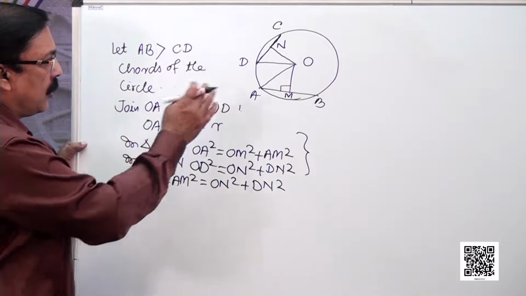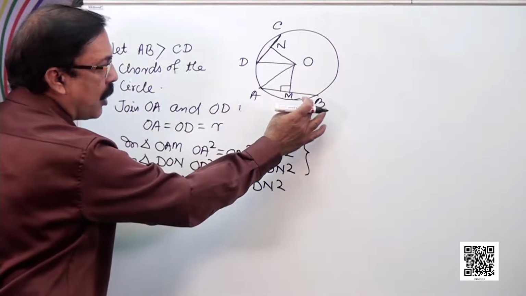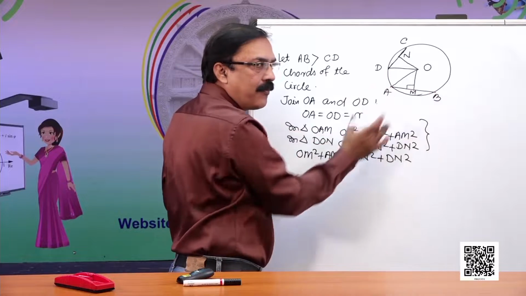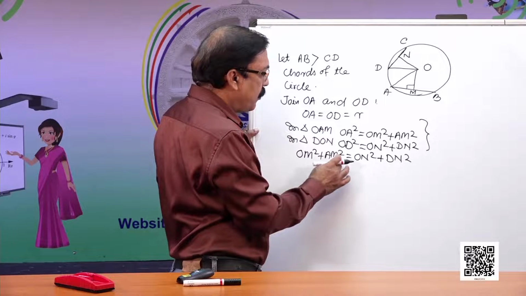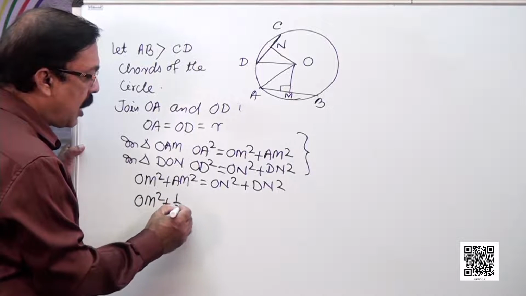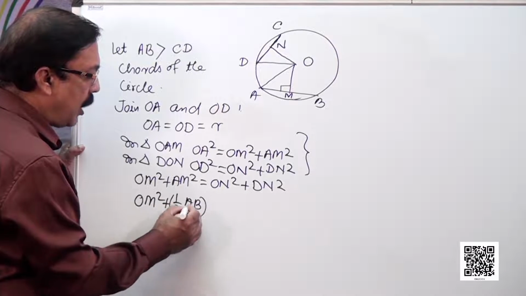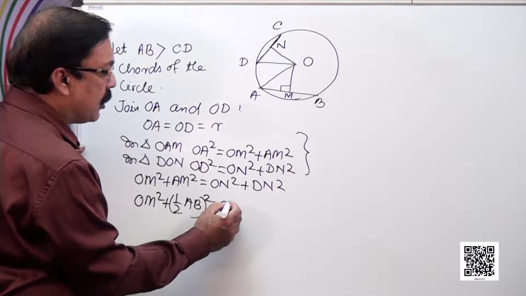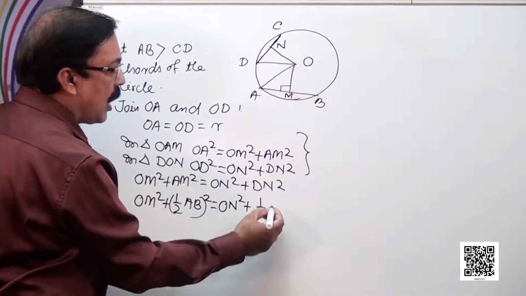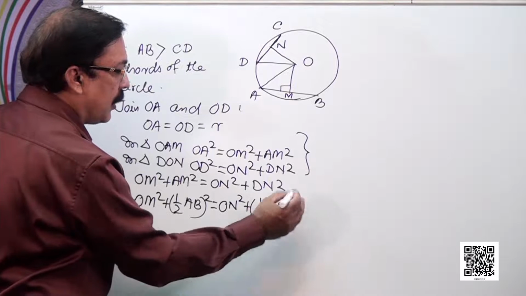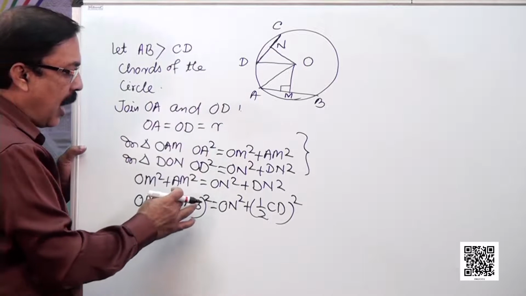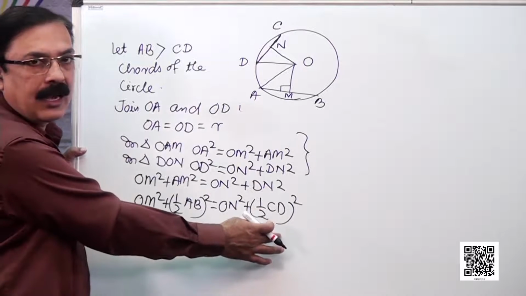As you see, OM is perpendicular to AB, so OM bisects AB, that means AM is half of AB. So in place of AM, we can write half of AB. So OM square plus half of AB square is equal to ON square plus half of CD square, as DN is half of CD. As you see, AB is greater than CD, that means half AB square is greater than half CD square.